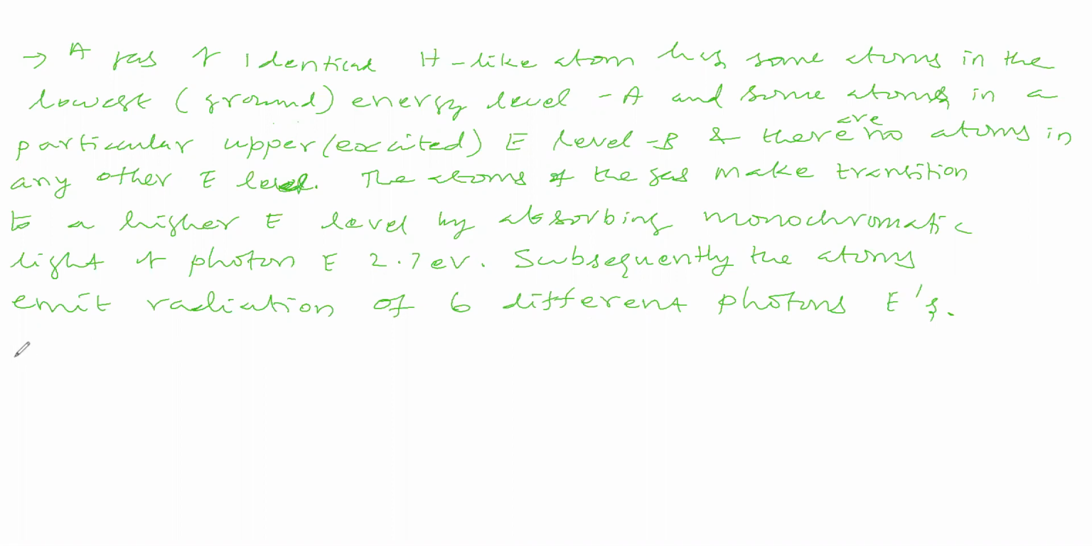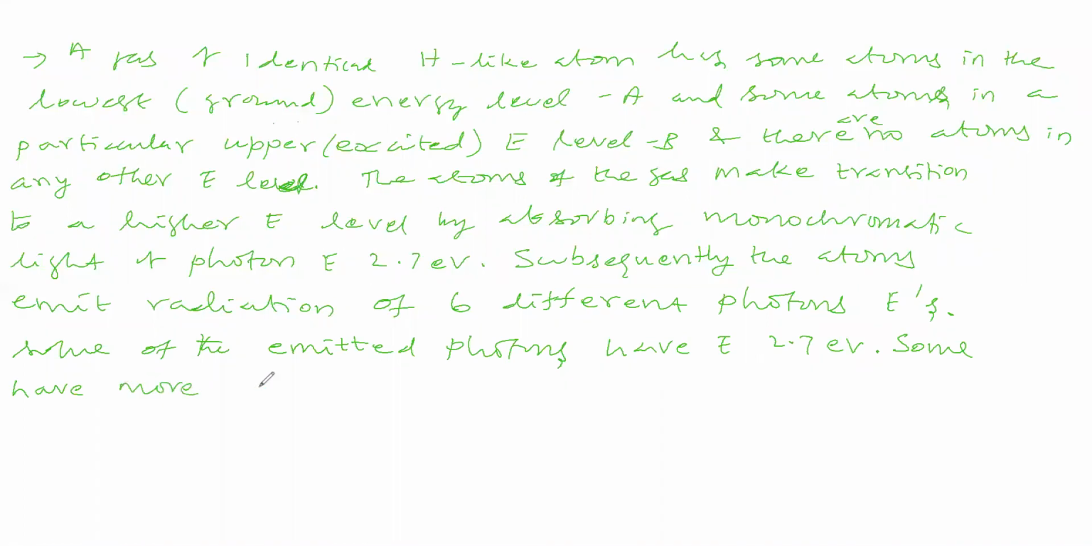Some of the emitted photons have energy 2.7 electron volt. Some have more and some have less than 2.7 electron volt. So now what we have to find?